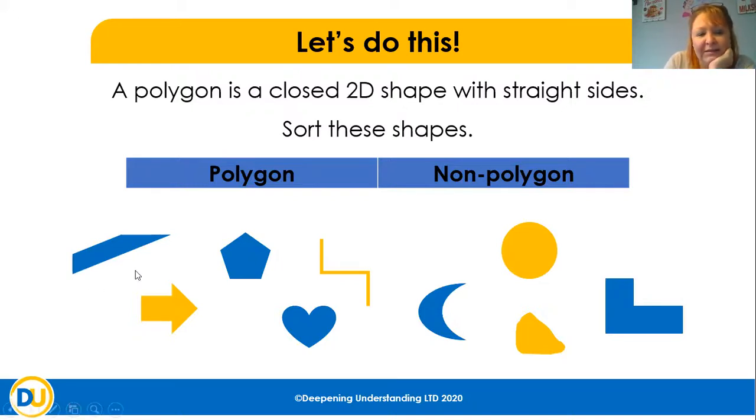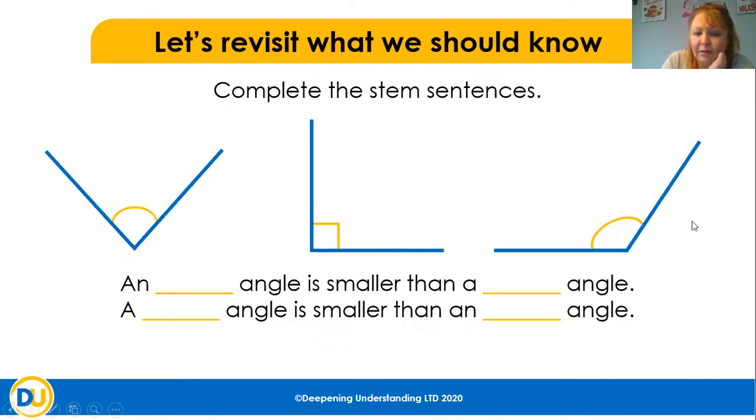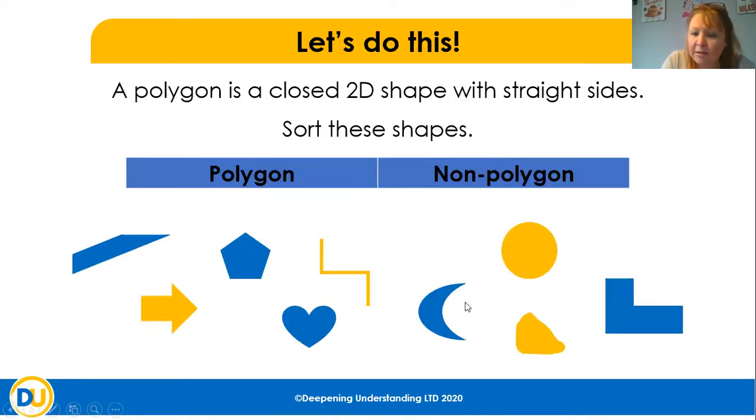Right, okay. So a 2D shape could be regular or irregular with straight sides. So this one here, its sides aren't straight. This one here, it's not joined. It's not a closed shape. This hasn't got straight sides. Neither has this one. Neither has this one. So you're looking at this one, here, here, and here for your polygons. The rest aren't.